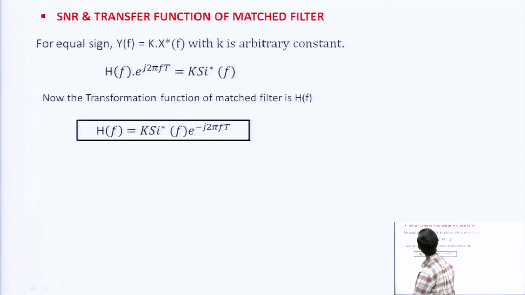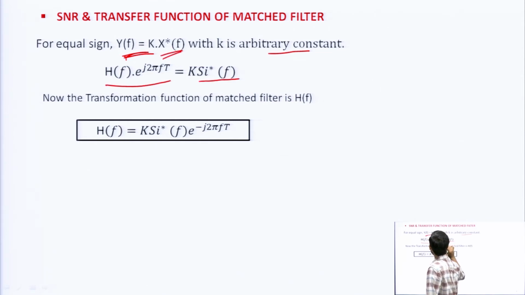Same for the equal sign, we are using the Schwarz inequality, that is y of f equal to k times x star of f, with k an arbitrary constant. So your H of f e to the j 2 pi f t equal to x star of f is nothing but psi star of f. So we can now write the transfer function of the matched filter as H of f equal to k times psi star of f multiplied by this, if it goes this side, it is e to the minus j 2 pi f T. Okay.